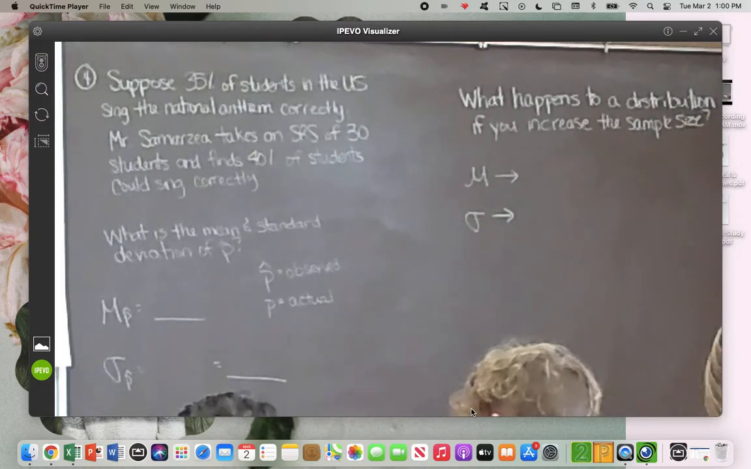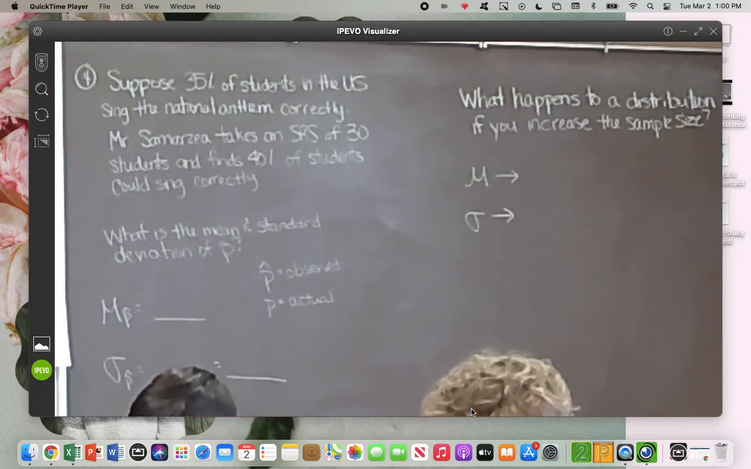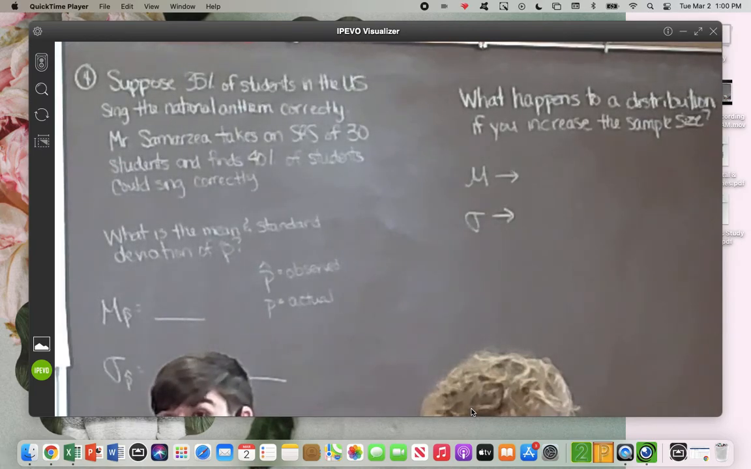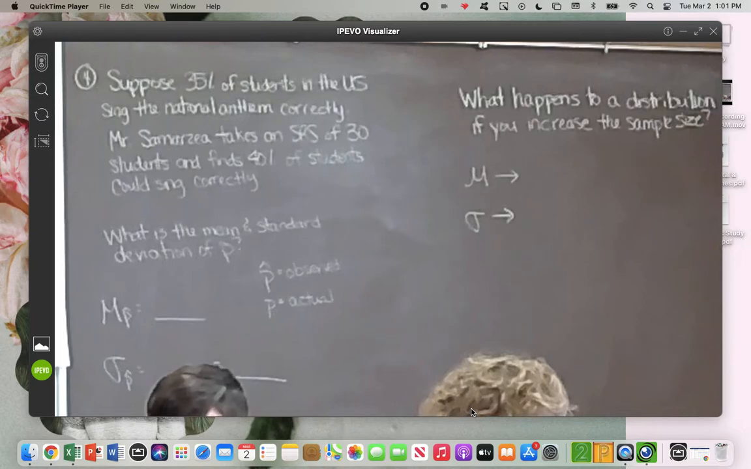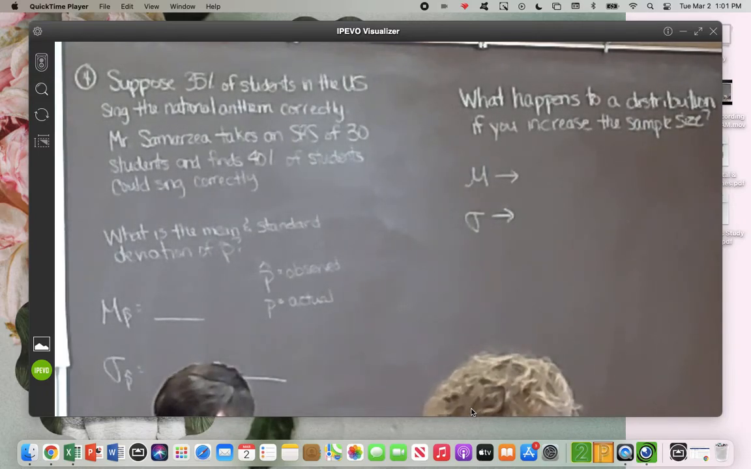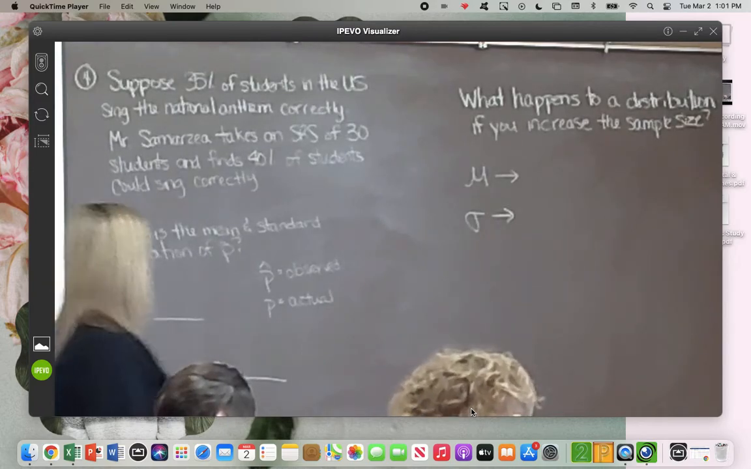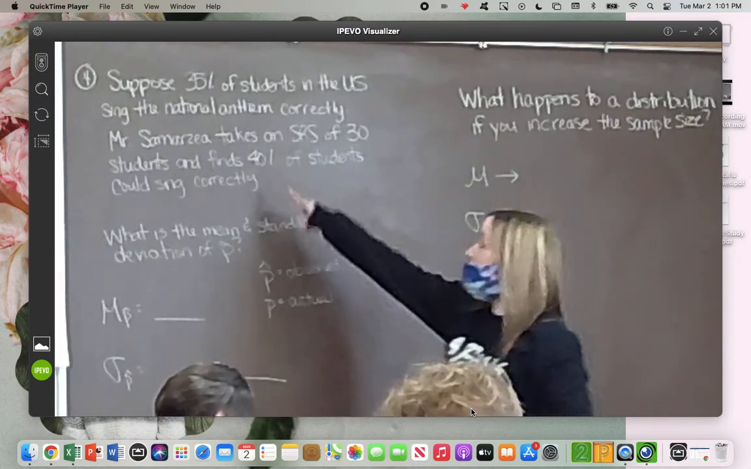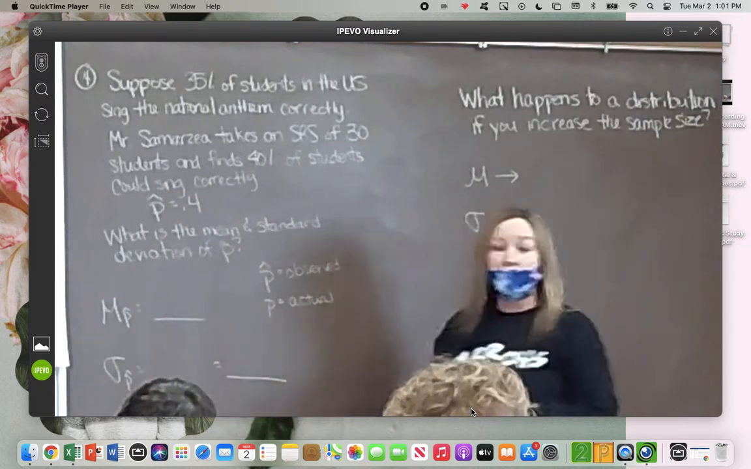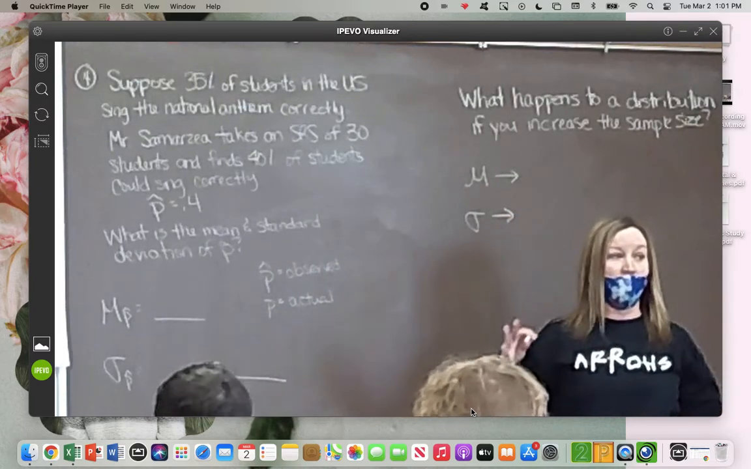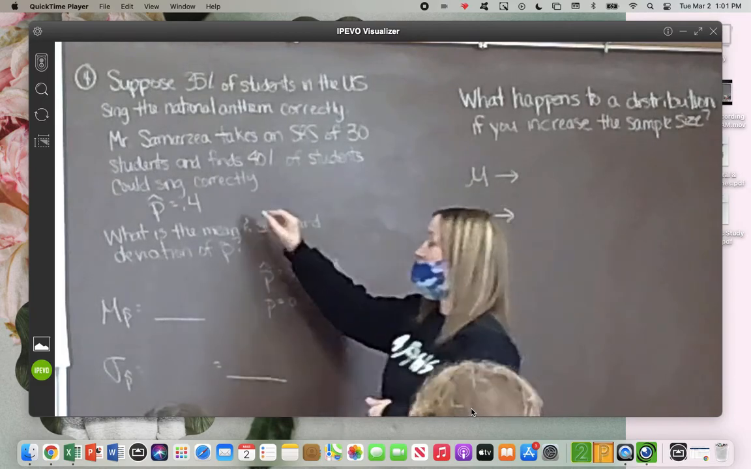Wouldn't we take the 35%? Okay, so let's talk about this for a second. One of them is a P and one of them is a P hat. P hat is the one that we observed from the sample. So, which one is the P hat? The 35 or the 40? All right, the 40 is the P hat. The 35% is the assumption for the whole population, right? That is the P value.